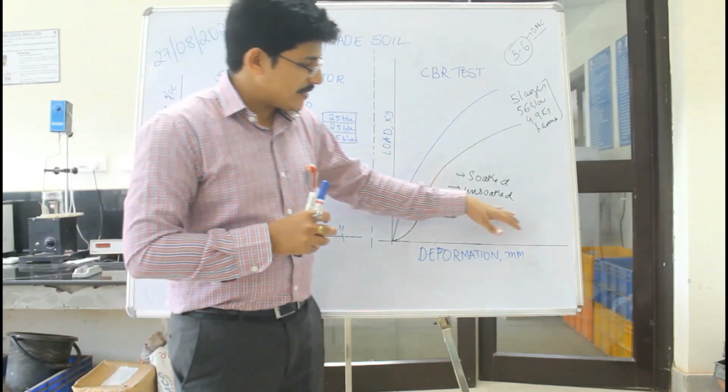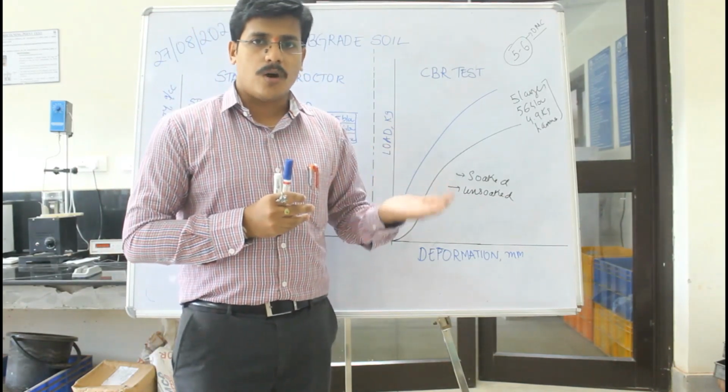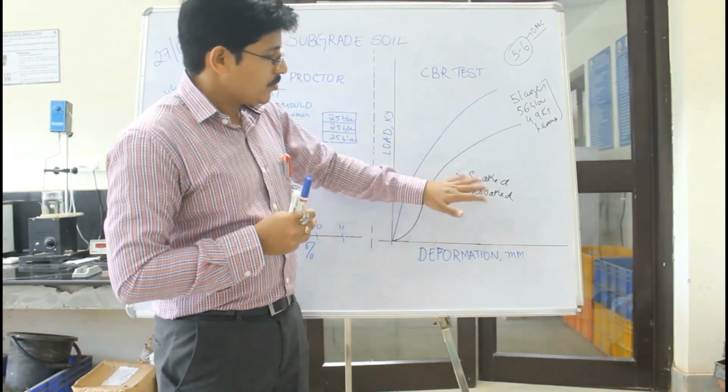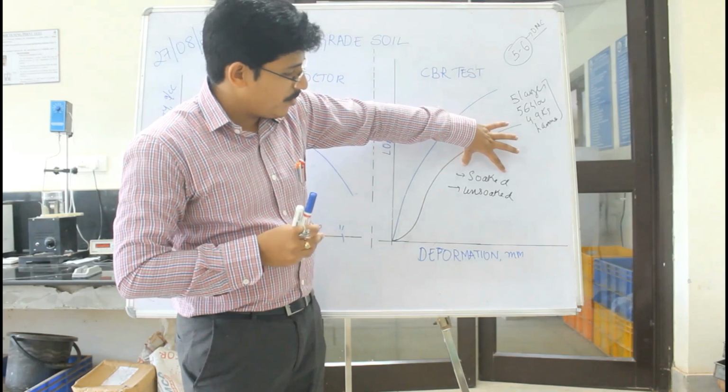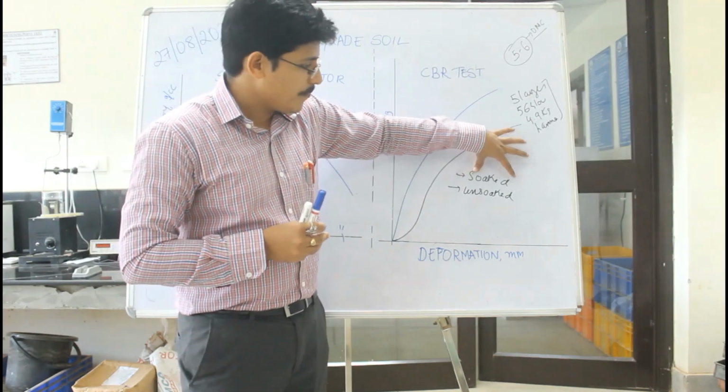In the unsoaked case, let's say it's a very dry, arid region where you will not encounter too much water, in those cases you can go for unsoaked CBR. Normally, though, the soaked CBR is always preferred because it's a worst case situation.